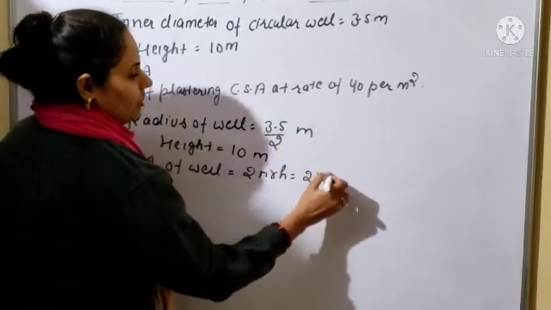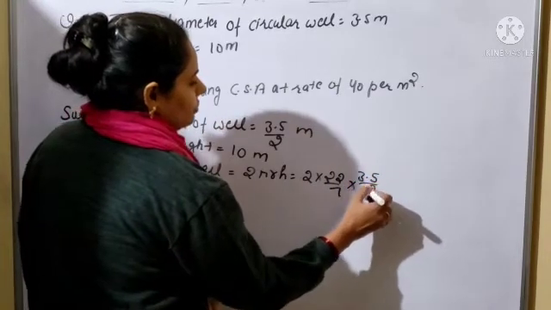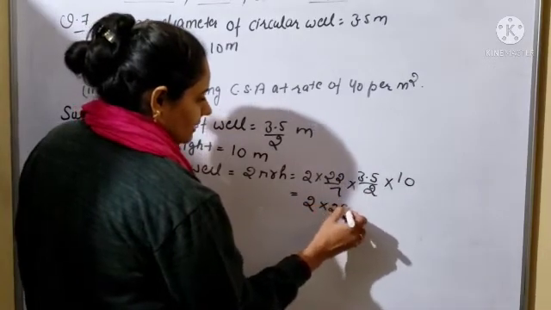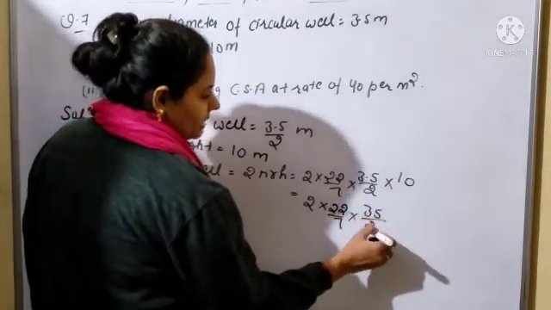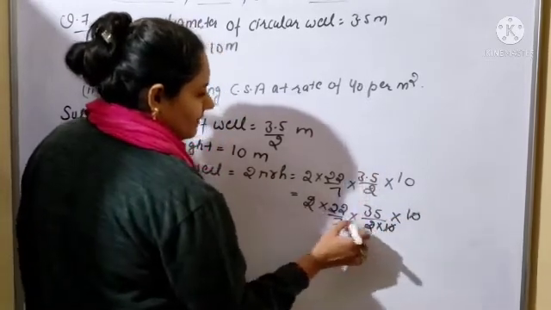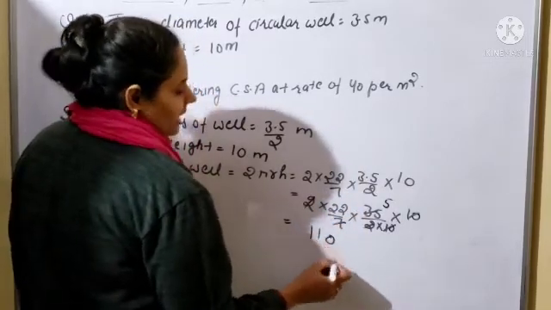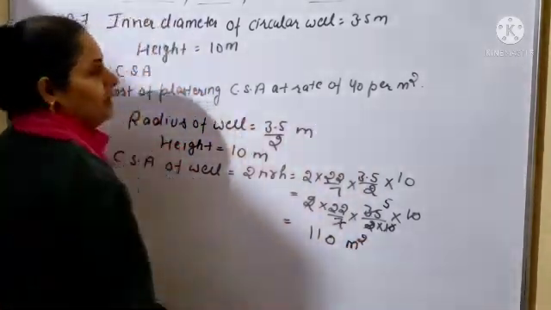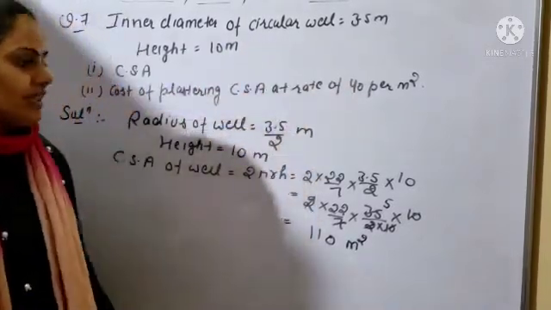So 2 into 22 by 7 into r, 3.5 by 2 into h is 10 meter. Okay, now 2 into 22 by 7 into 3.5. So you can write down 35 by 10 and it will be 22 into 10, and multiply by 10. So 10 and 10 cancel, 2 and 2 cancel, 7 5s are 35. So it will be 22 into 5, 5 2s are 10, 5 2s are 10 and 1 11, 110, and it will be meter square. Okay, it will be meter square because the radius and height both are in meter. So it will be 110 meter square.